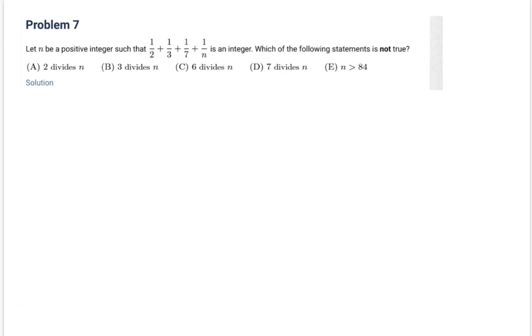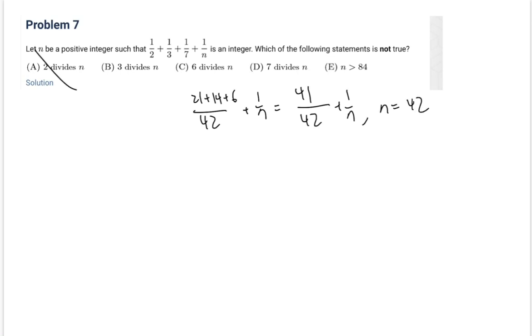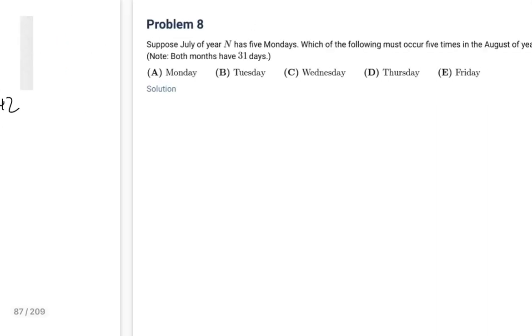Problem number 7, let n be a positive integer such that 1 over 2 plus 1 over 3 plus 1 over 7 plus 1 over n is an integer. Which of the following statements is not true? Okay, so let's try putting these into one single denominator. 42 and then 21 plus 14 plus 6 plus 1 over n. This would be 42 over 41 plus 1 over n. So for this to be an integer, n would be 42. So n divides by 2, divides by 3, divides by 6, and divides by 7, but it is less than 84, so the answer is E.